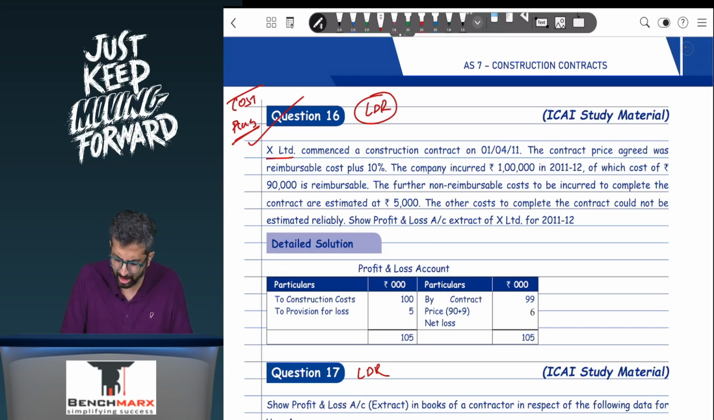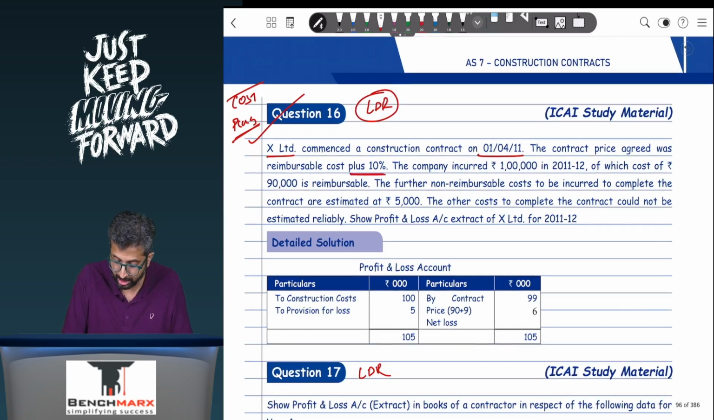Now X Limited commenced construction of a contract on 1st April 11. The contract price was reimbursable cost plus 10%. This is your contract price. The company incurred 1 lakh in the year 11-12. So this will go in my P&L, of which 90,000 is reimbursable, 10,000 is not, but my entire cost of 1 lakh will go in my P&L.